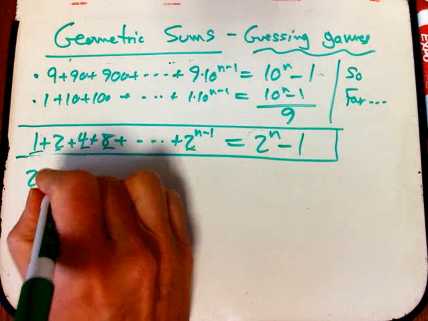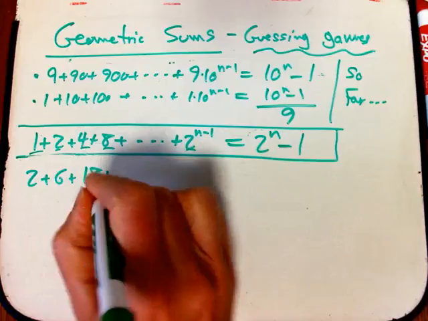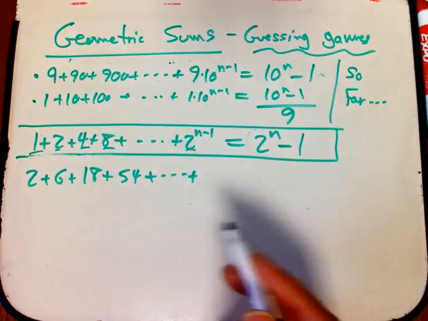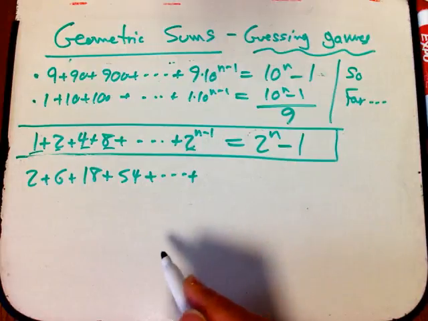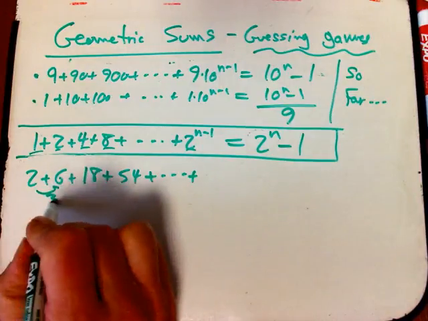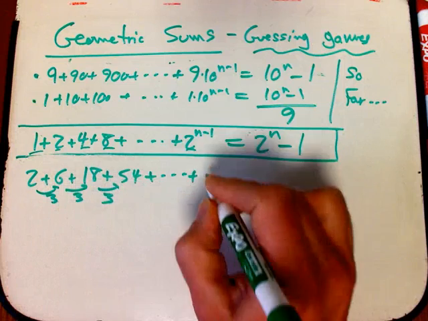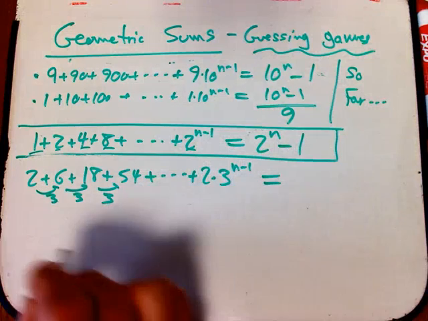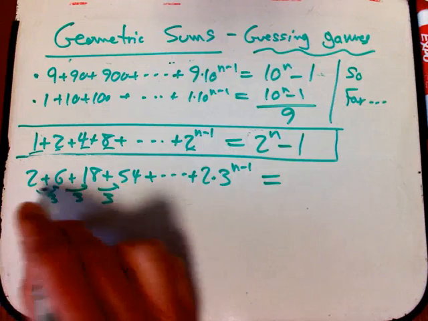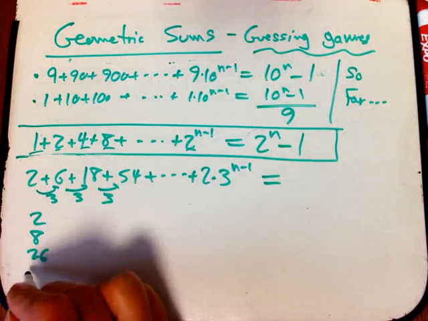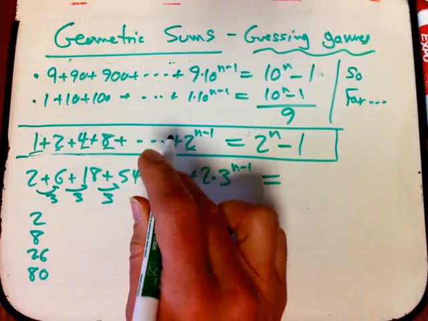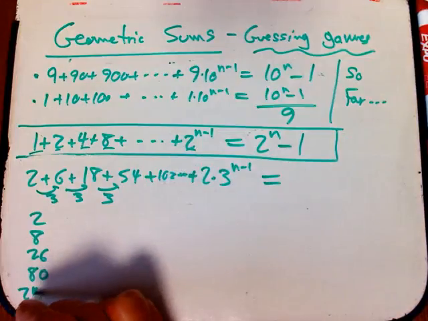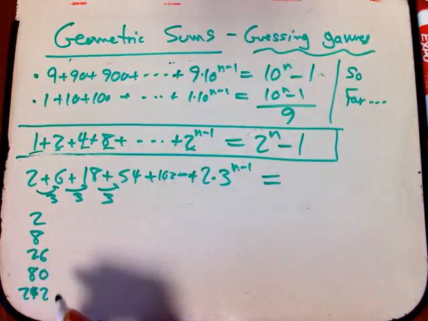What about 2 plus 6 plus 18 plus 54 plus, pause the video if you want to figure out what the pattern is here. It's a geometric sequence. The common ratio is 3, and the first term is 2, so it's plus 2 times 3 to the n minus 1. Okay, let's see what we get. 2, 8, 26, plus 54 is 80, plus the next one is a 162, and if you add that in, you get 242.